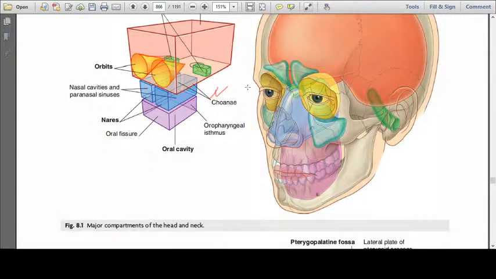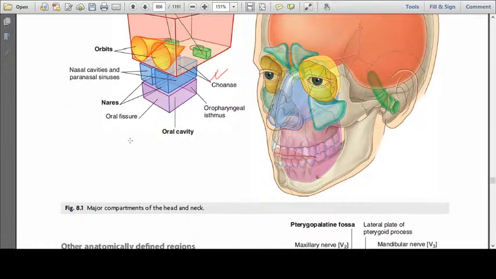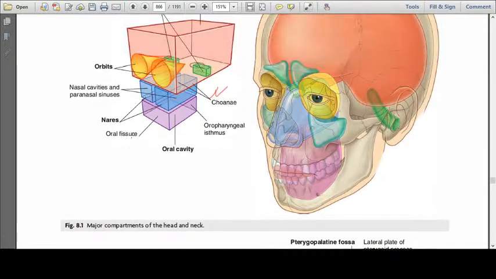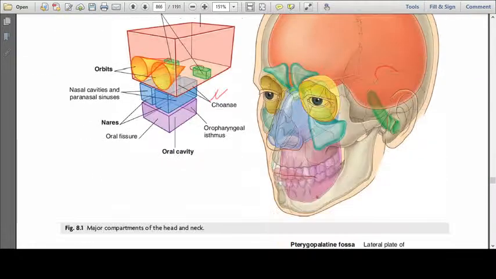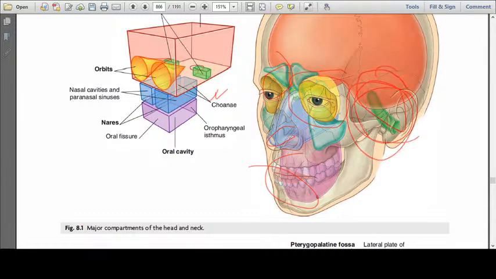So this is just a conceptual diagram. This one is a real diagram, as we can see. This one is the orbit, this one is the nose, and this one is the oral cavity. We cannot see the choanae, unfortunately. However, we can see the auditory canal right here. This is the auditory canal.